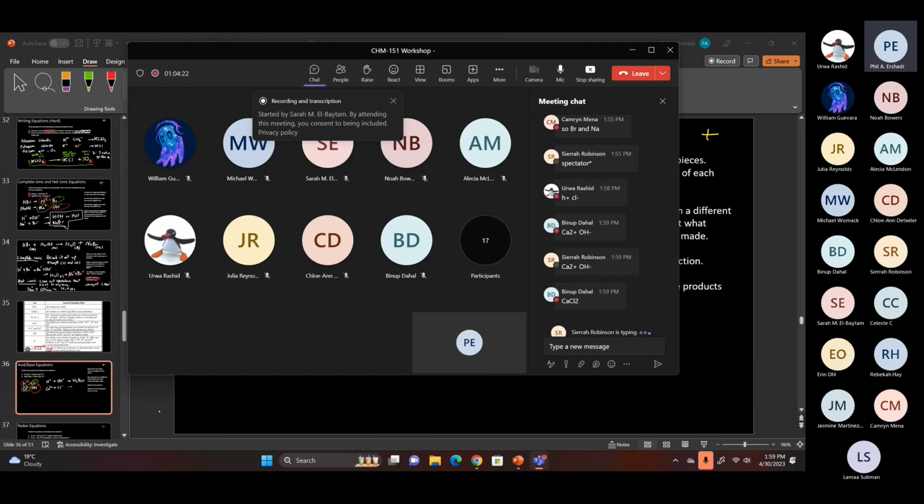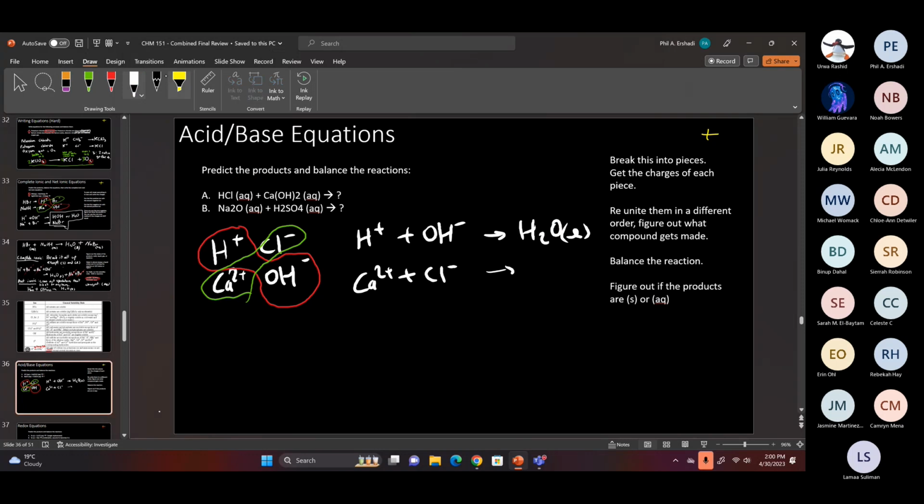Very good. You recognized it. CaCl2. So we would take the 2 from the Ca, put it under. We're going to take the 1 minus from there, put it under Ca, giving us CaCl2. Now, let's go ahead and check out if that is solid or aqueous.